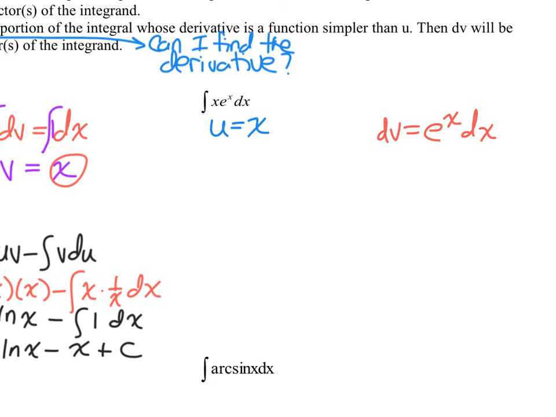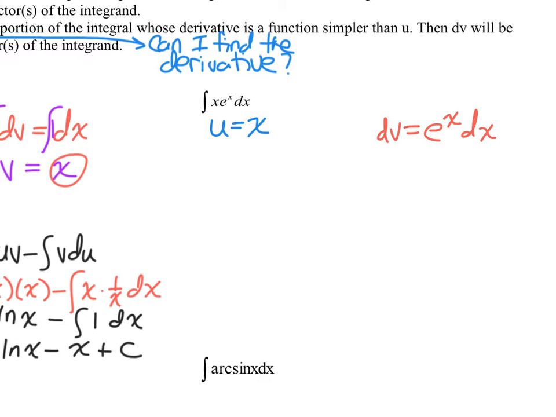The dx, there's really no thinking there, because that dx is always going to go with the dv. It doesn't make sense to have it with the u, because you would have du dx equals the second derivative of dx. I don't know what that would accomplish. That would be kind of a useless step.